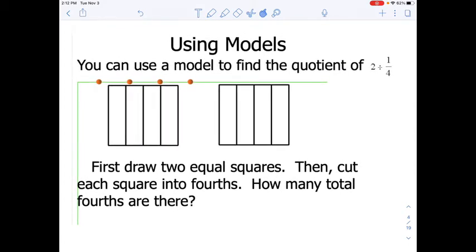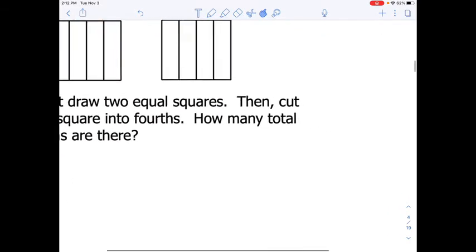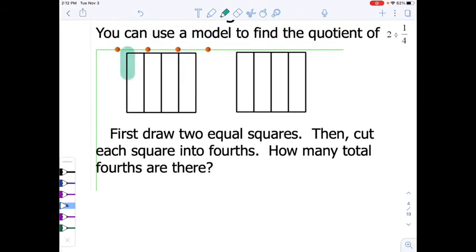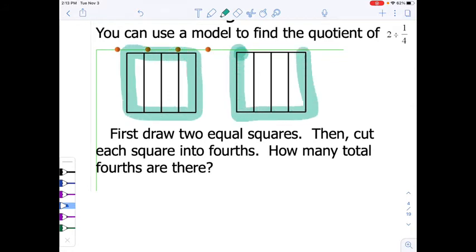Just to show you how or why this works. You do not have to do this on your homework or anything. I just want to show you. So it says you can use a model to find the quotient of 2 divided by 1/4. So if you draw 2 equal squares, which is what I have here. So I have my 2 equal squares.